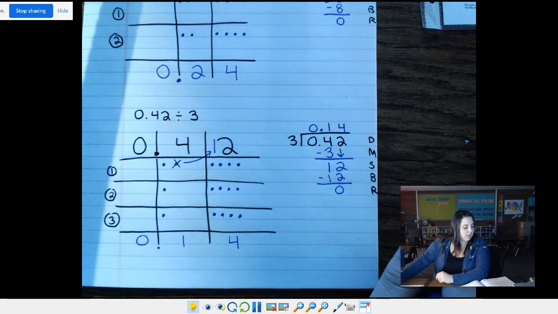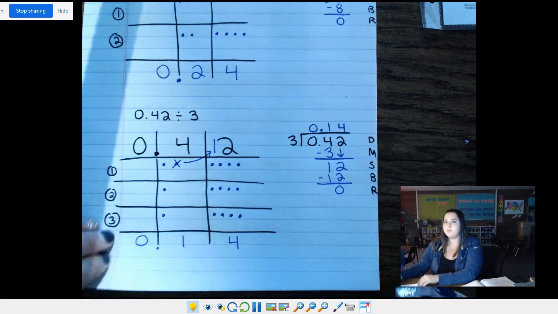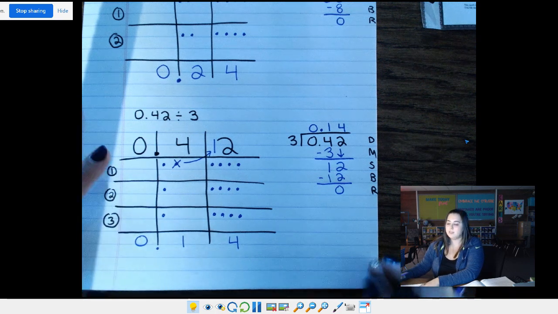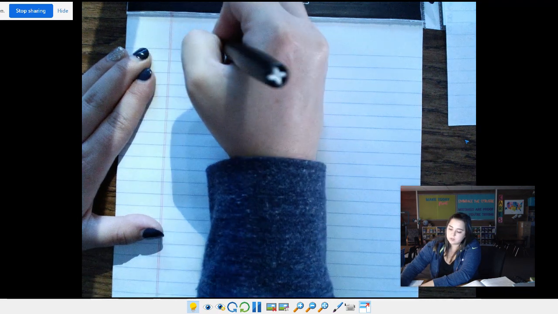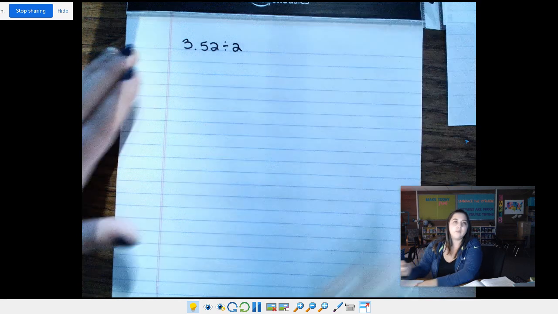All right, I think, well, no, let's do one more. Because why not? We need extra practice with division. So erase your boards, or if you need a new page like I did. And let's do this last one. It's going to be 3.52 divided by 2.